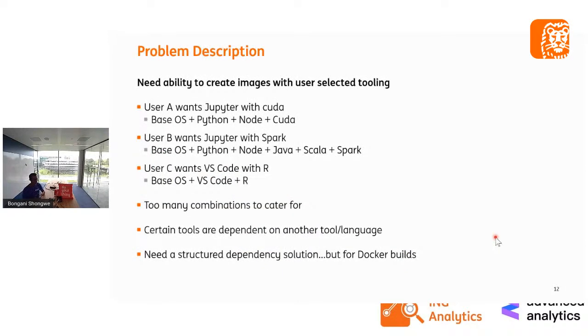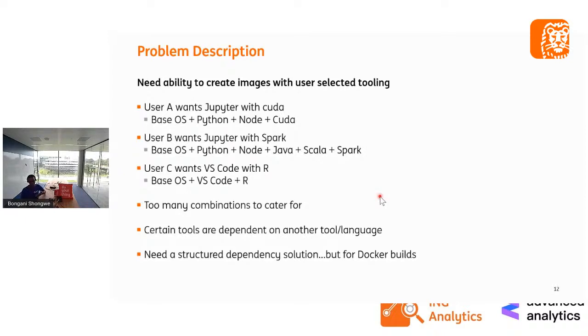To give you a problem description, this is what we went through. Think of user A. User A wants Jupyter with CUDA. Well, that means we'd have to take our base image, put Python, put Node, and put CUDA in it. Whereas user B wants Jupyter with Spark. Then you will have to take the base image, put Python, put Node, put Java, put Scala, and put Spark. Whereas user C wants VS Code with R. For that user, the base image would need to include VS Code and R. So as you can see, there are too many combinations to cater for.